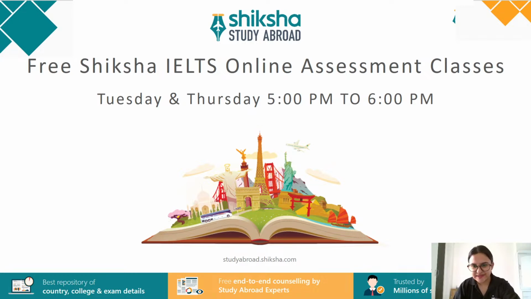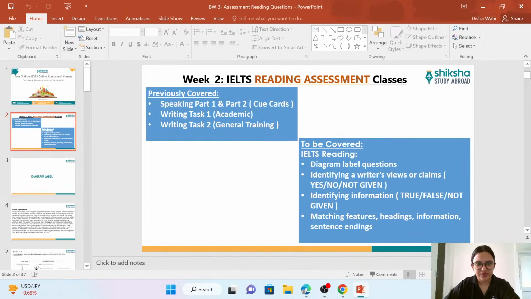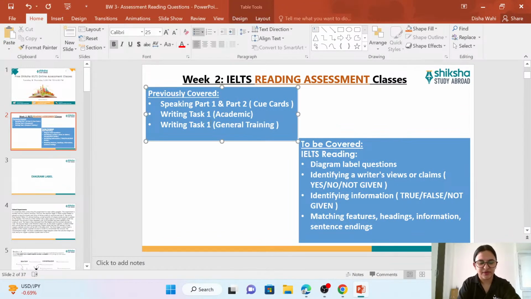Previously covered, let's see what we have covered in the previous two classes. When we started in July with the free Shiksha online assessment classes, we covered speaking part 1 and part 2. Part 2 is basically your cue cards, and writing task 1, which is academic report writing, and writing task 1 of general training. So we covered four topics in total. Here is a slight error, I'll just correct it right here.